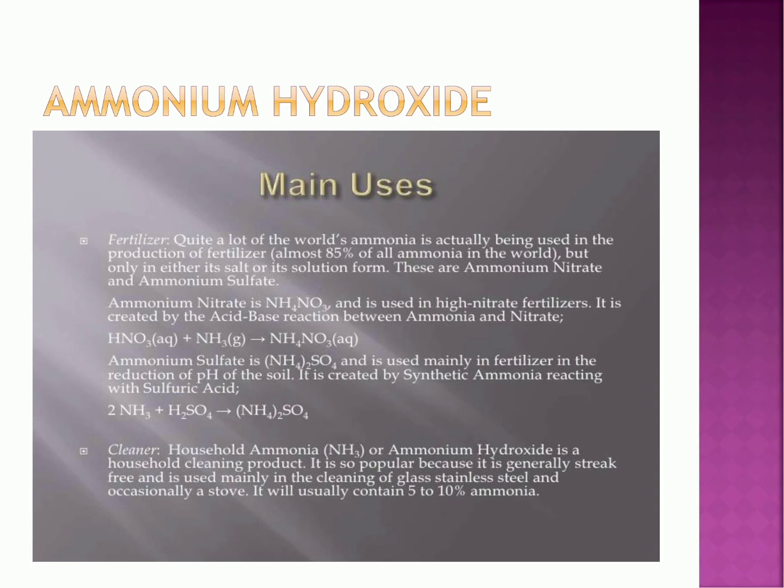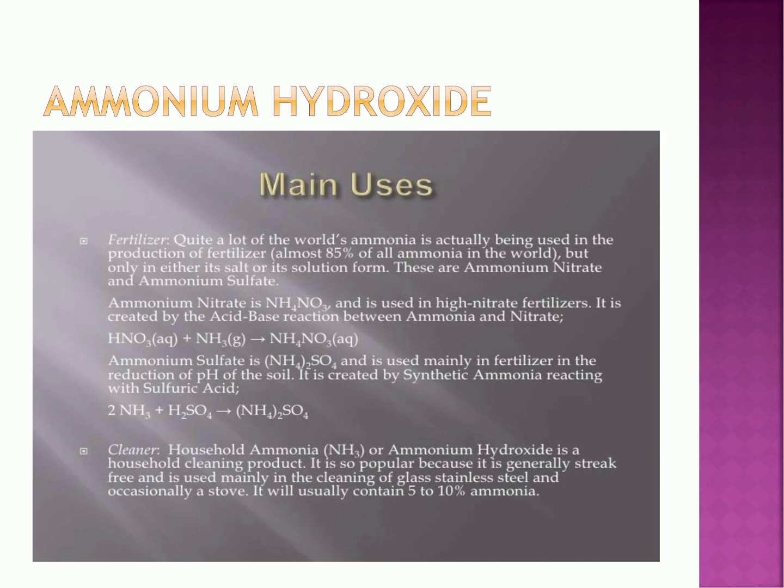HNO3 (aq) plus NH3 (g) is equal to NH4NO3 (aq). Ammonium sulfate is (NH4)2SO4 and is used mainly in fertilizer for the reduction of pH of the soil. It is created by synthetic ammonia reacting with sulfuric acid: 2NH3 plus H2SO4 is equal to (NH4)2SO4.